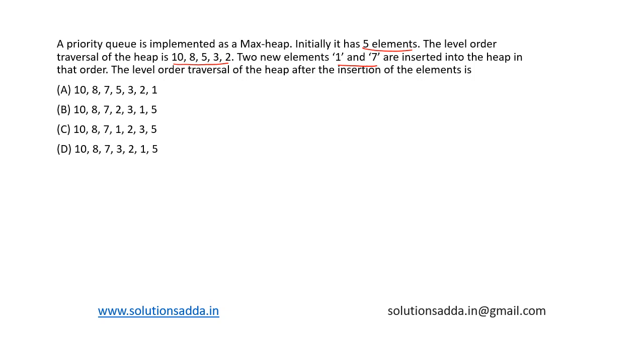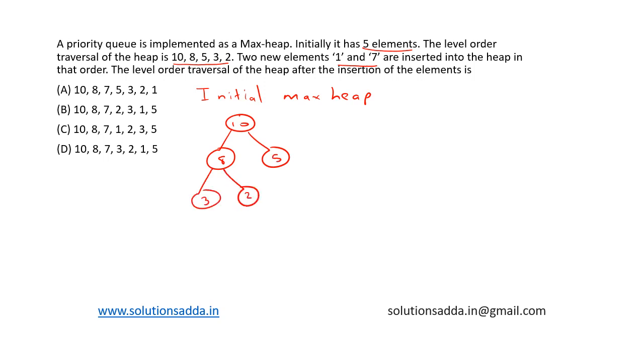So let's draw the initial max heap based on the level order traversal given. Initial max heap: the root is 10. Next level we have 8 and 5. Next level we have 3 and 2. Now we are inserting 1. 1 would be inserted here, so the max heap is maintained.